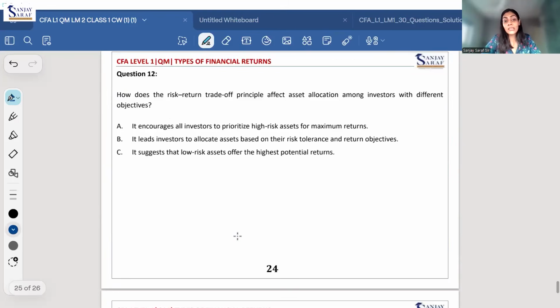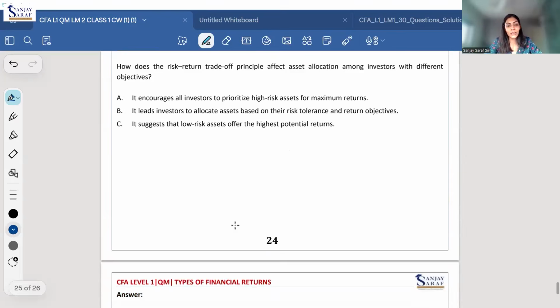Okay, how does the risk-return trade-off principle affect asset allocation among investors with different objectives? A, it encourages all investors to prioritize high-risk assets for maximum returns. It does not encourage anybody. B, it leads investors to allocate assets based on their risk tolerance and return objectives. C, it suggests that low-risk assets offer the highest potential return. The correct answer is B.